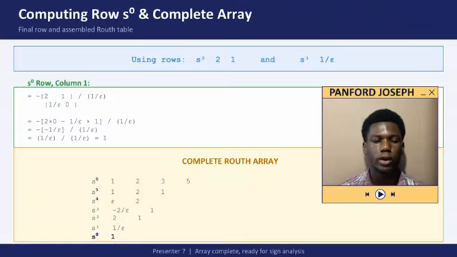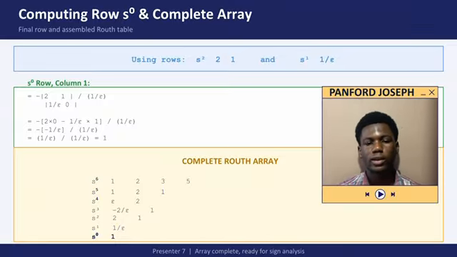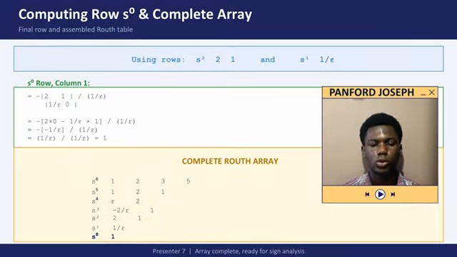So for the S to the 0 row in the complete table, we first use our S squared, which is 2, 1. From S to the first, you can see 1 over epsilon. So for the first element of S to the 0, the matrix is 2 and 1 from the S squared, and 1 over epsilon and 0 from the S to the first. There is no second column, as you can see.